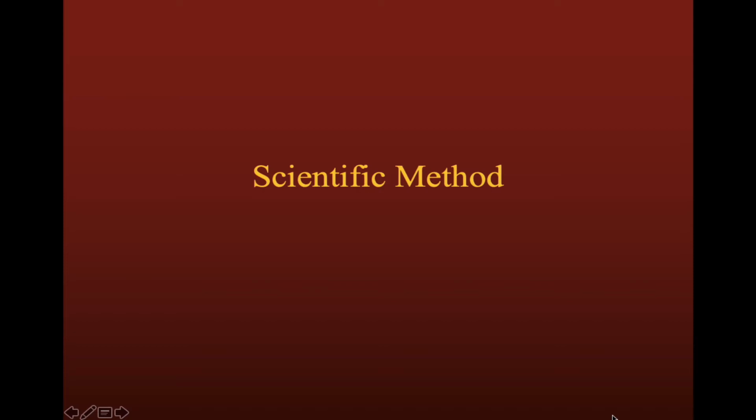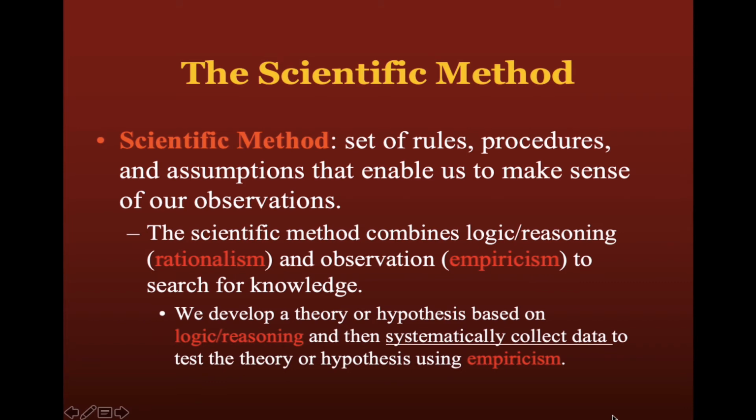So now let's spend some time talking about the scientific method. The scientific method is a set of rules, procedures, and assumptions that enable us to make sense of our observations. So what I want you to think about is the scientific method tries to combine the logic and reasoning from rationalism with the ability to observe things from empiricism in order to try to observe phenomenon and understand our world.